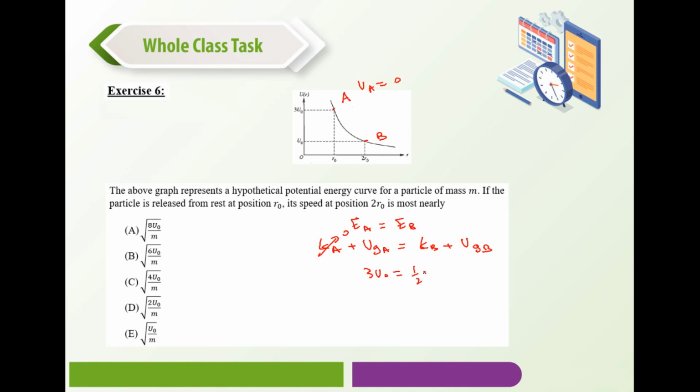It's given by half mv square at the point B that we're interested in calculating, plus the gravitational potential energy at point B, which is given by u0, which means that the double of u0 is given by half mv square B. Then v square B is given by 4 multiplied by u0 divided by m, which means the speed at the point B is given by the square root of 4u0 divided by m, which makes C the correct answer.